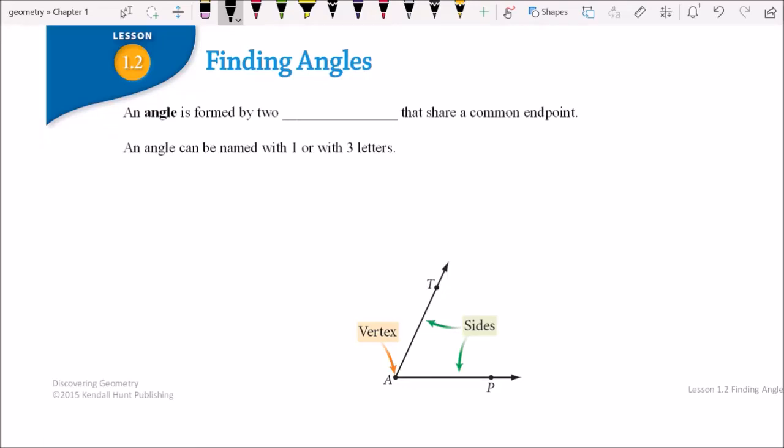Hey y'all, it's Mr. Boyd, and today we're going to talk about how to find angles. Really, it's not so much about finding them. We're just going to talk basically about what angles are and some of the properties they have, and then how we name them and show that they're congruent.